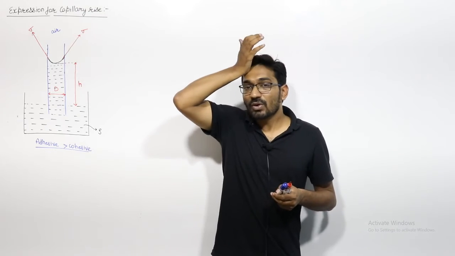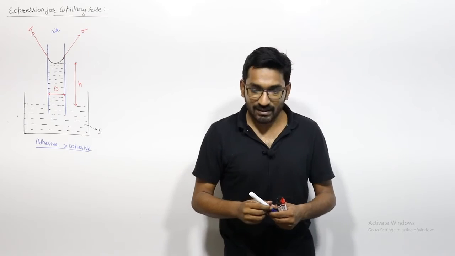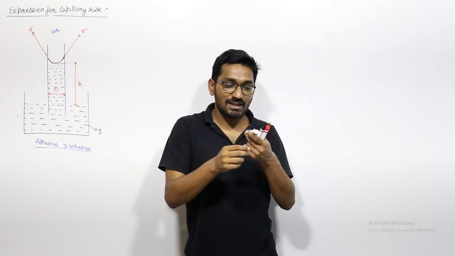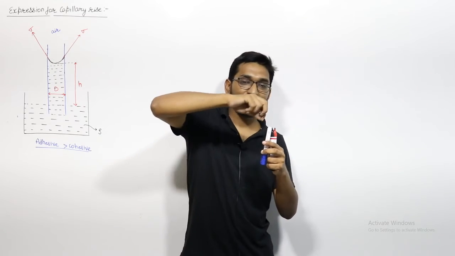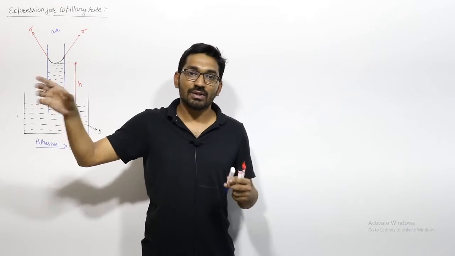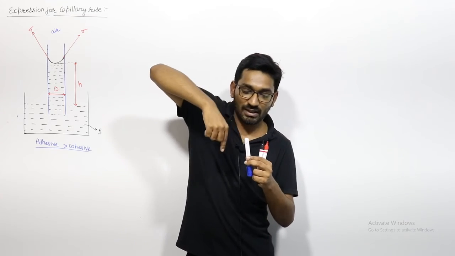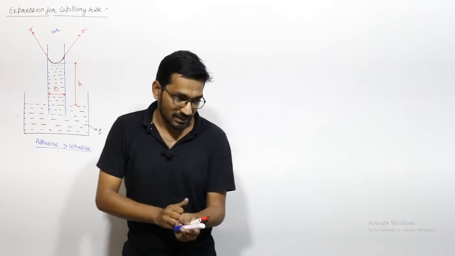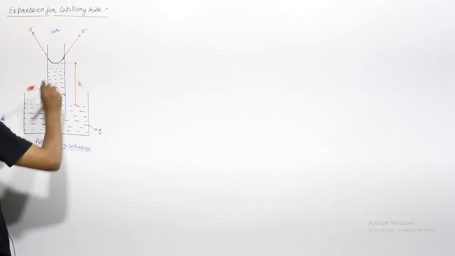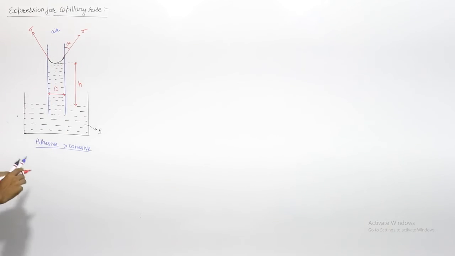Because this is a 2D board, we will show only two points. This sigma is acting on each and every point on the surface. Don't confuse it, there are not two forces; this is only one force which is acting on each and every point on this interface, right? So we know that this angle is theta.